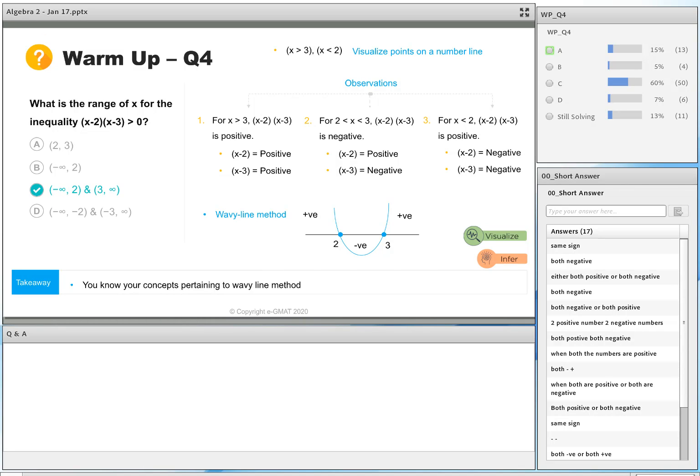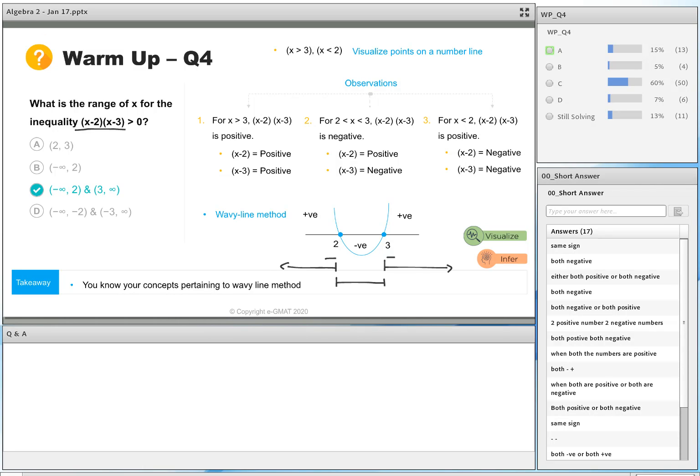For the wavy line method, the first thing we need to do is draw the roots of this inequality on the number line. We have these two numbers, x minus 2 and x minus 3. What are the roots? They are 2 and 3. So we need to visualize these points 2 and 3 on the number line. Once we do that, we now have three regions. One region is from 3 to positive infinity. The other region is from 2 to negative infinity. And the third region is from 2 to 3.